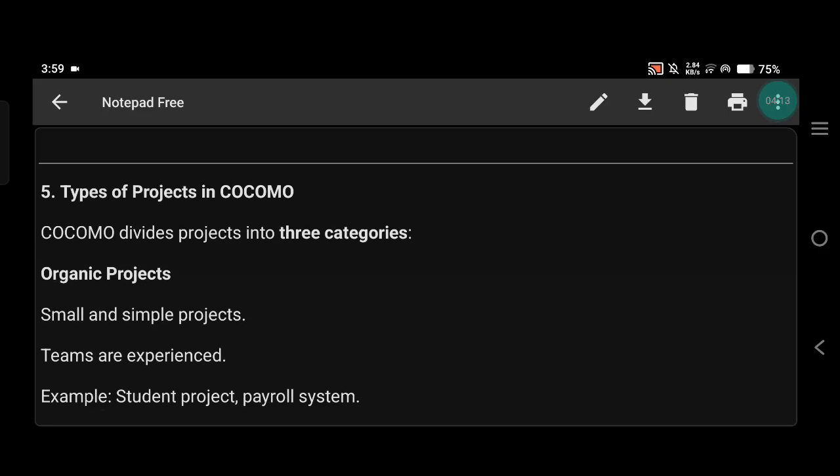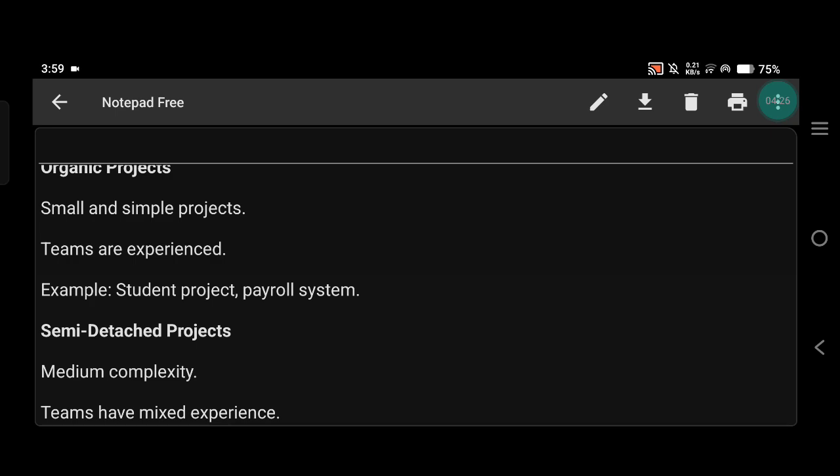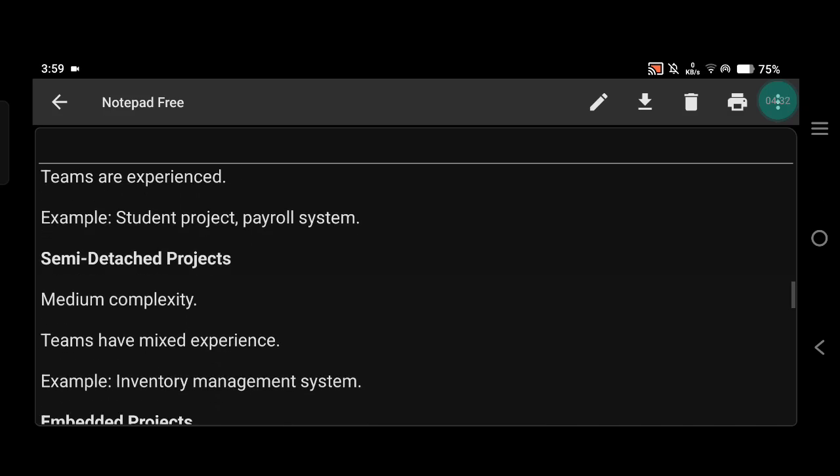Types of projects in COCOMO. COCOMO divides projects into three categories. First one is organic projects, small and simple projects. Teams are experienced. Example, student project, payroll system. Then semi-detached projects. Medium complexity, teams have mixed experience. Example, inventory management system.